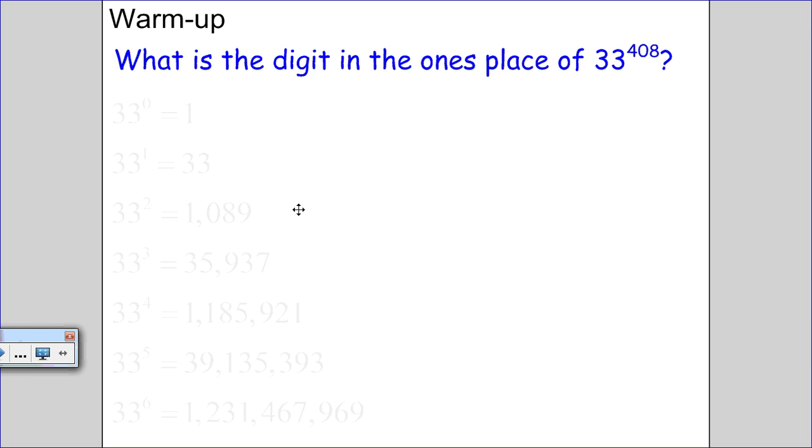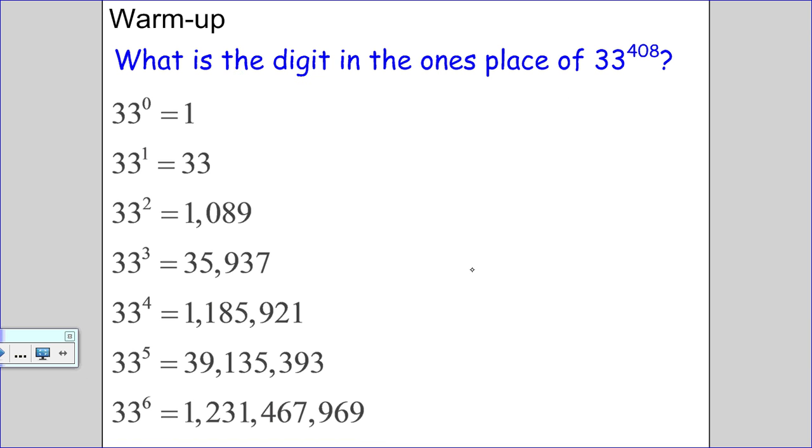To guide you a little bit, I listed out all the digits for 33 to the 0, all the way up to 33 to the 6th. And just to give you an idea, in case you forgot what the ones place means, the ones place is the first digit to the left of the decimal. So in 33 to the 6th, the digit in the ones place is 9. I want you to tell me what the digit in the ones place is for 33 to the 408th power. Can you figure it out?